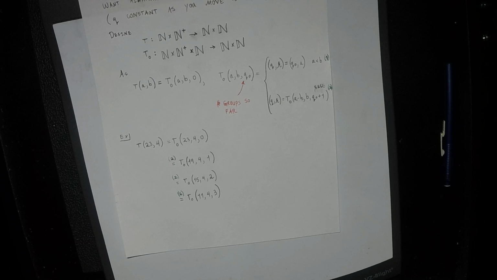Why is B, the middle argument, staying the same? That's the group size, right? That doesn't change during the process. And Q0, it's counting up. What does that represent? Yeah, the number of groups we've been able to produce so far.